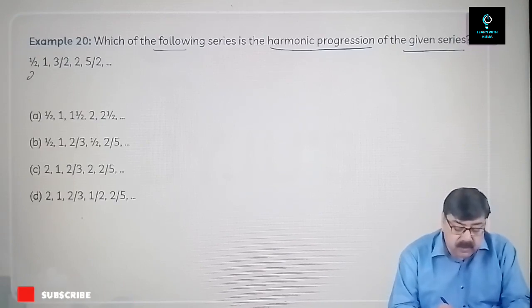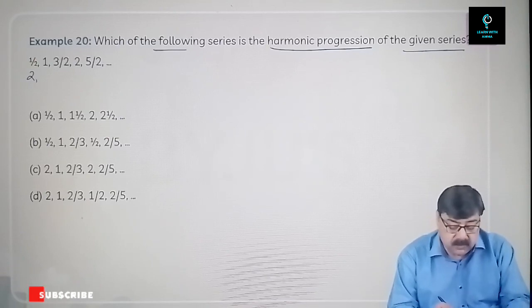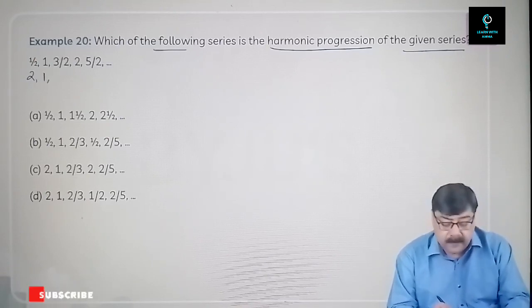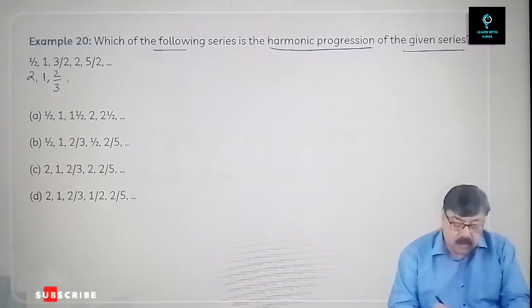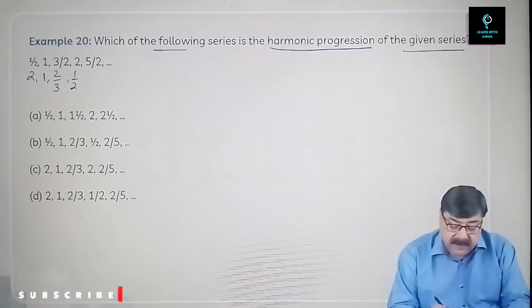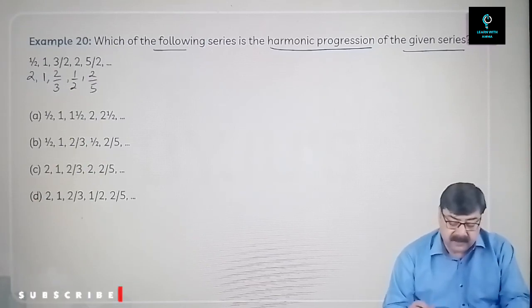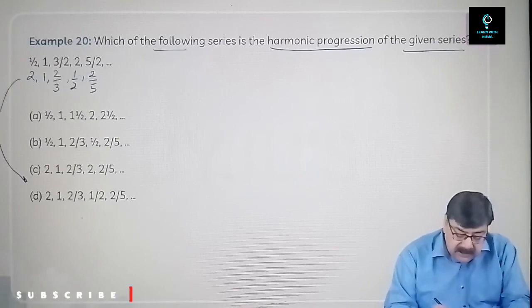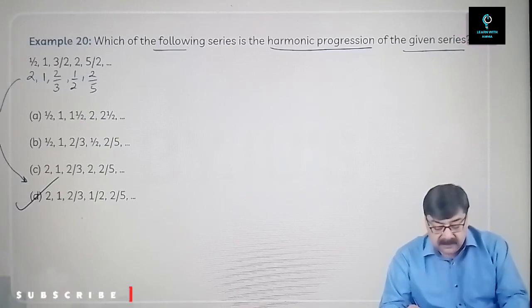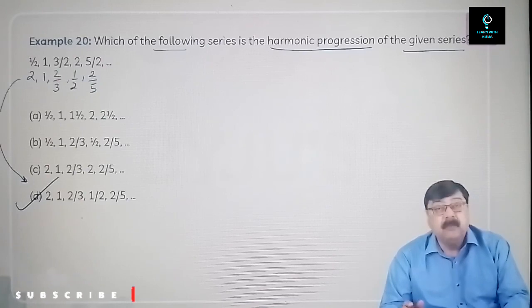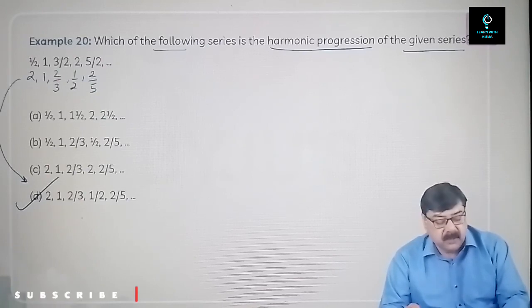So 1 by 2 becomes 2, 2 by 1 is 2, 1 stays as 1, 3 by 2 becomes 2 by 3, 2 becomes 1 by 2, and 5 by 2 becomes 2 by 5. So if we look at the series, it's given to us in choice B. That should be the harmonic progression for the given arithmetic progression.